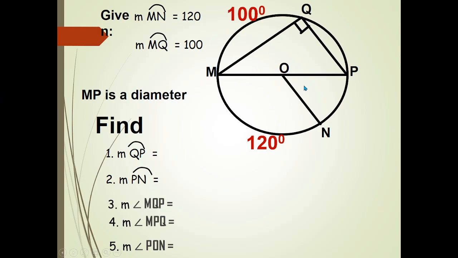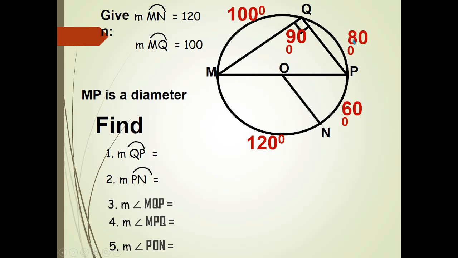Since MP is a diameter, we have a clue on what the measure of these arcs becomes, right? So we simply subtract from 180. Therefore, this is 80 degrees, since 180 minus 100 is 80. And this one will be 60 degrees. Now, this is a right angle, and you know that a right angle measures 90 degrees. So we have that.